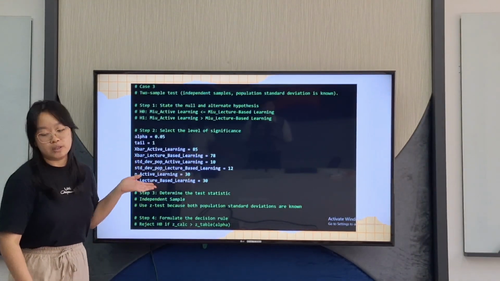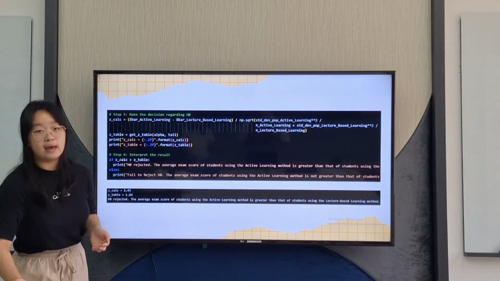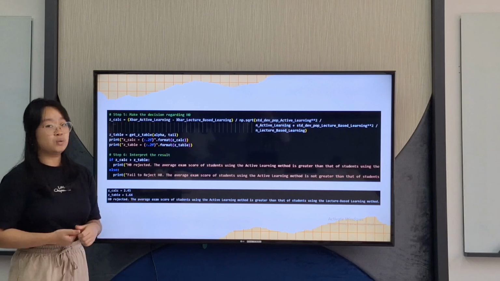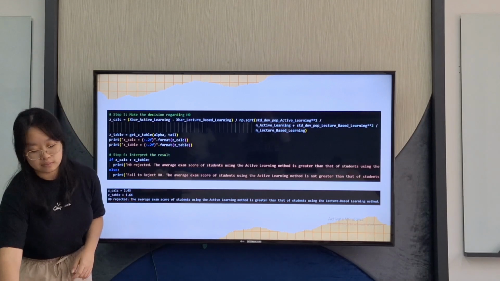Next, we have the code here. And both answers that we got, manually and from code, are the same.